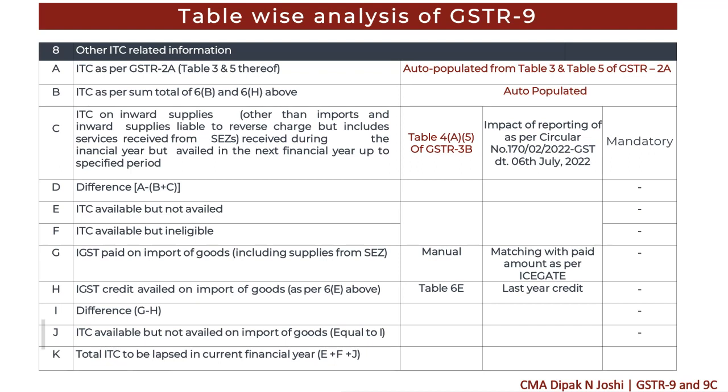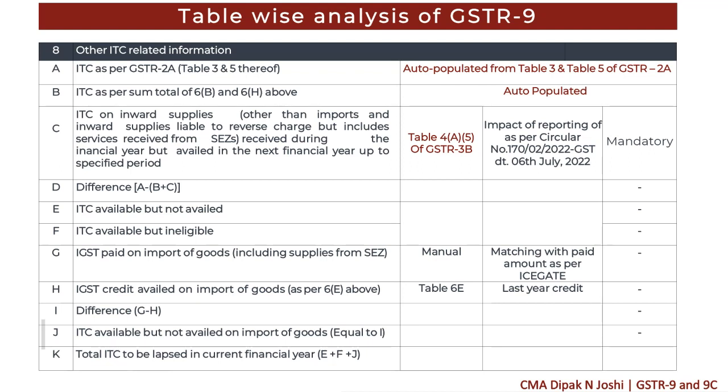Right. So this is table 8, tables 8B, 8C, and 8D. Again, the difference of table 8D we will bifurcate in tables E and F as ITC not available, or ITC available but ineligible. Right. In table 8G, we are providing information of IGST paid on import of goods. Now again, you should match that IGST paid on import of goods with the information provided on the IceGate portal.